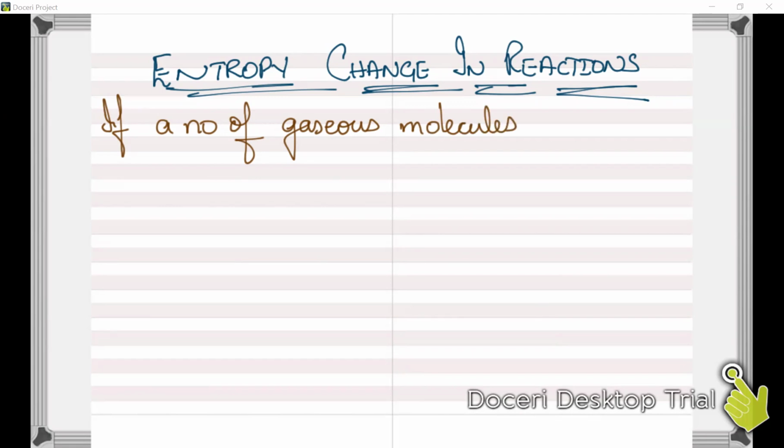Like the number of gaseous molecules in a reaction changes, meaning either it's a gaseous reaction that is happening, or maybe a compound is broken down into gas molecules. So if the number of gaseous molecules in a reaction changes, there will be a change of entropy.